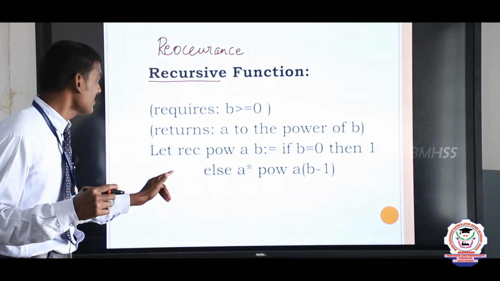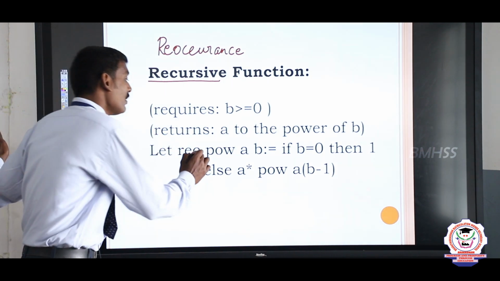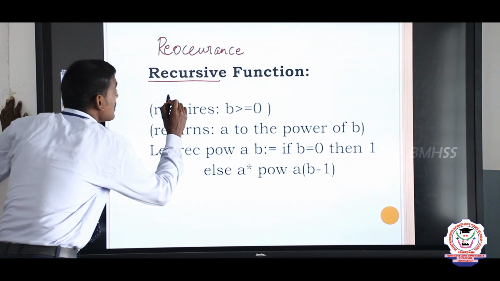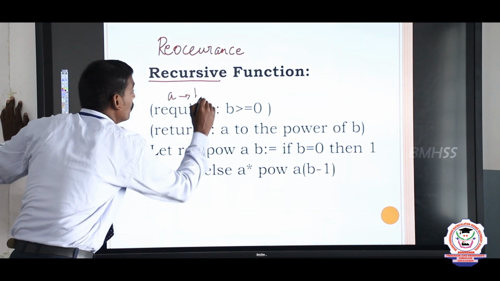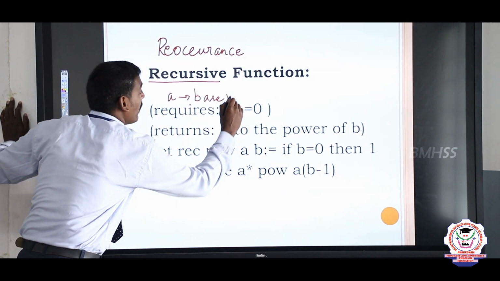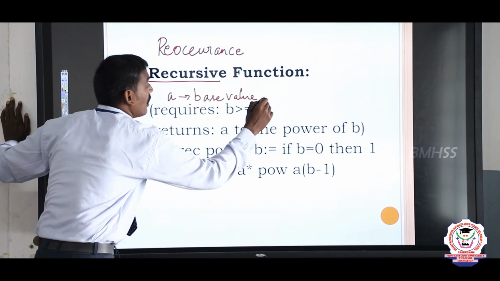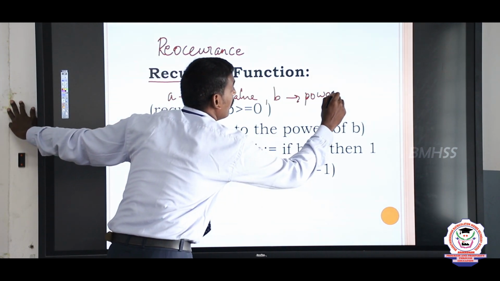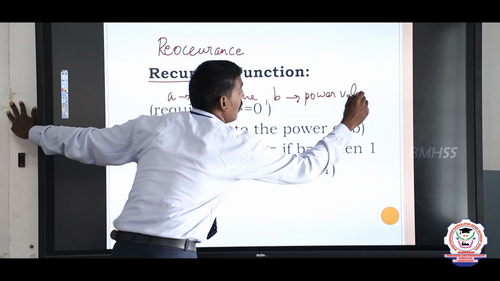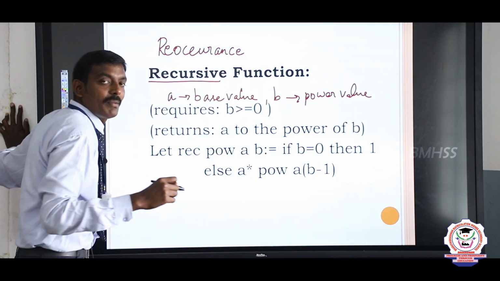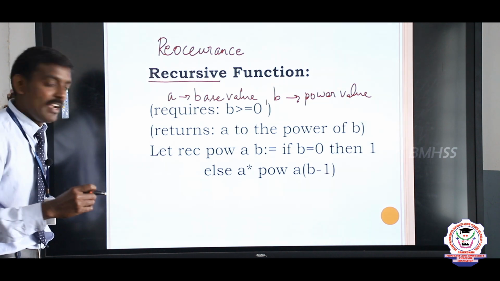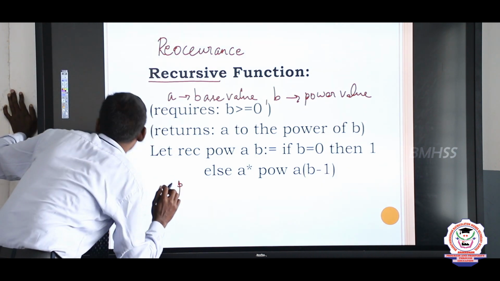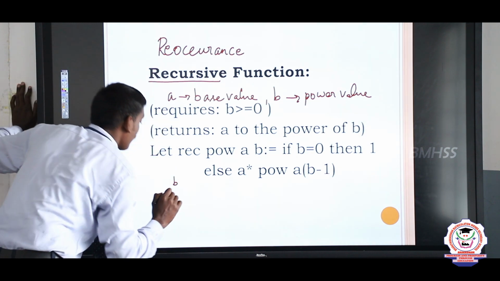In this pseudocode, we want to find the power of a comma b. Here, a is the base value and b is the power value. So a to the power of b.